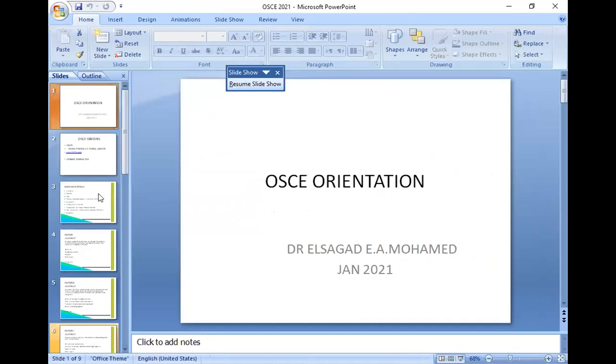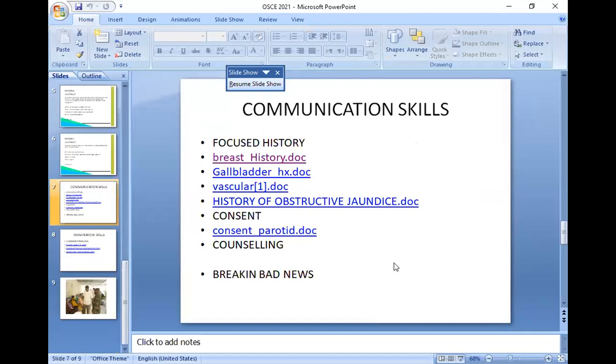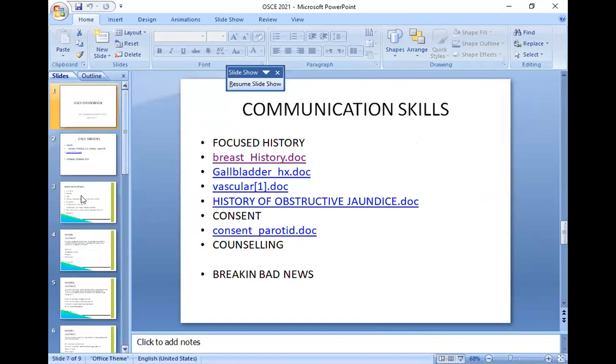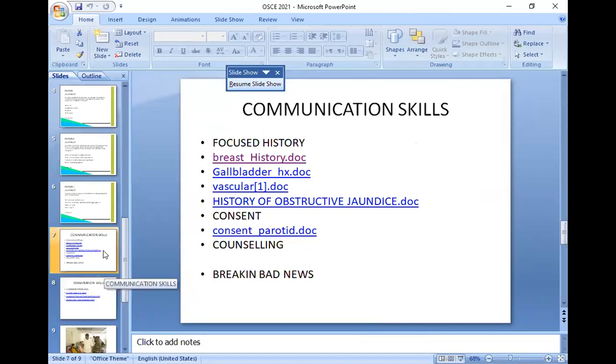A student asks about static stations, for example the Glasgow Coma Scale, whether it would be questions and answers with the examiner. The Glasgow Coma Scale is not a static station. The static is just a photo, like the photo I showed you. For the Glasgow Coma Scale, you have to have a patient, a standardized patient or a real patient. It is not static; it is dynamic, like the communication history and breast history you have seen.